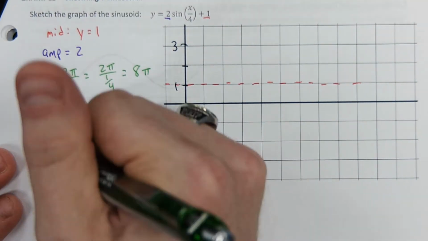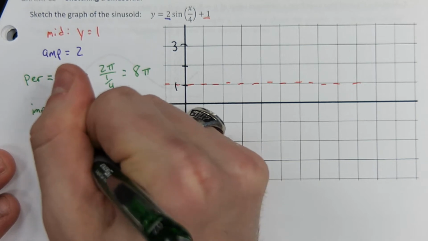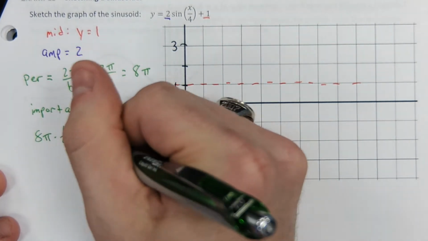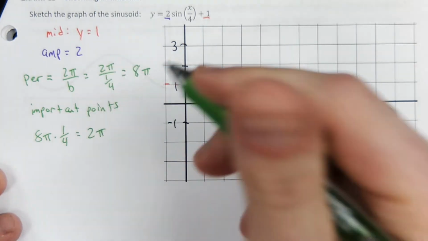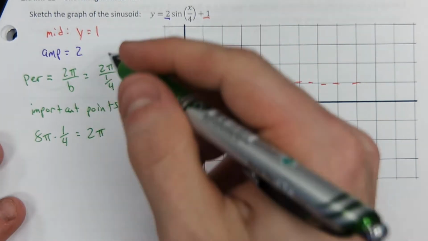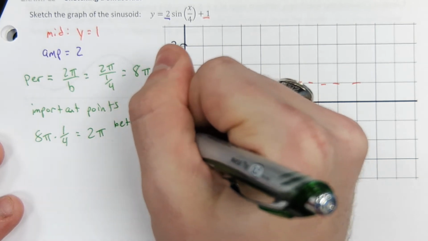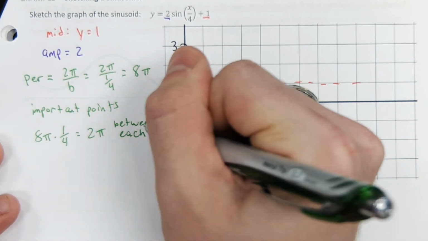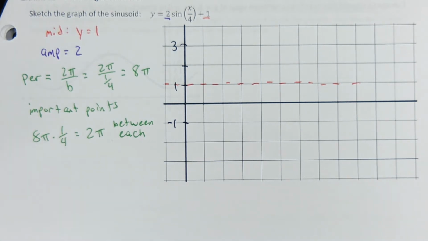Our important points will be 1/4 of our period away from each other. So there's going to be 2 pi between each point. Wherever we start, at whatever x we start, we're going to add 2 pi and we'll be at one of the special places. We'll add 2 pi and we'll be at another special place, and so on and so forth. What I think makes this what I call a Mickey Mouse question is there's no phase shift. When there's no phase shift, no shifting left and right, questions are pretty darn easy.